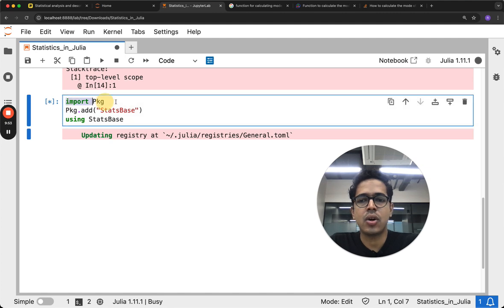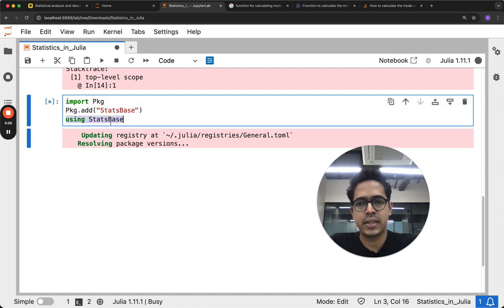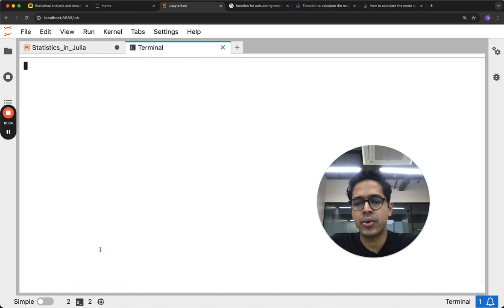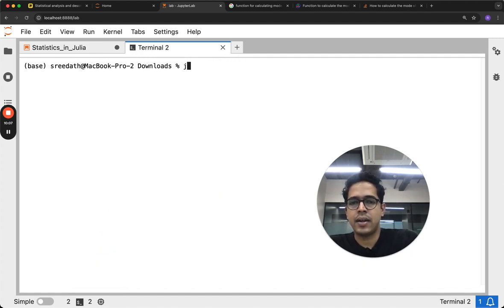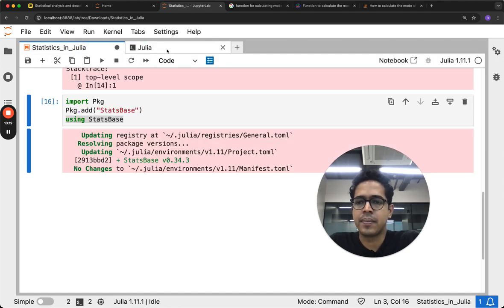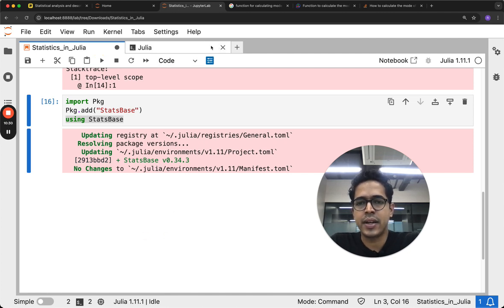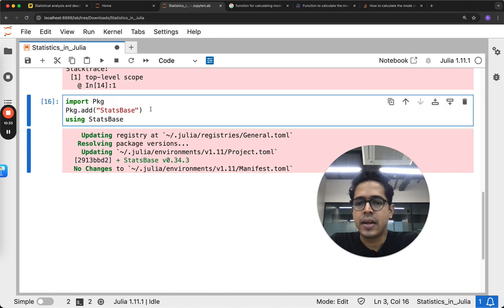You don't have to run this all the time. You just need to run it once to install the package. Once it's installed, you can simply use using StatsBase. So you can run it here, or you can run it in the terminal after opening. You can go to the terminal and open Julia like this. So this should open the Julia REPL, and here also you can write import Pkg, and then Pkg.add StatsBase. I'm not going to do it here because anyway it's being executed here. So I'll close this terminal. So this is now installed.